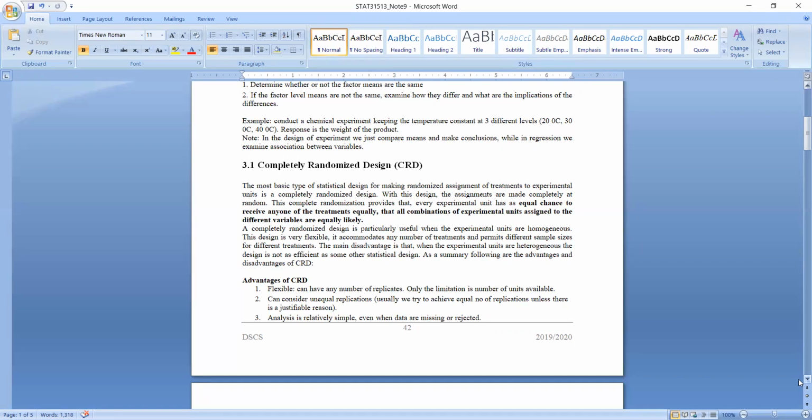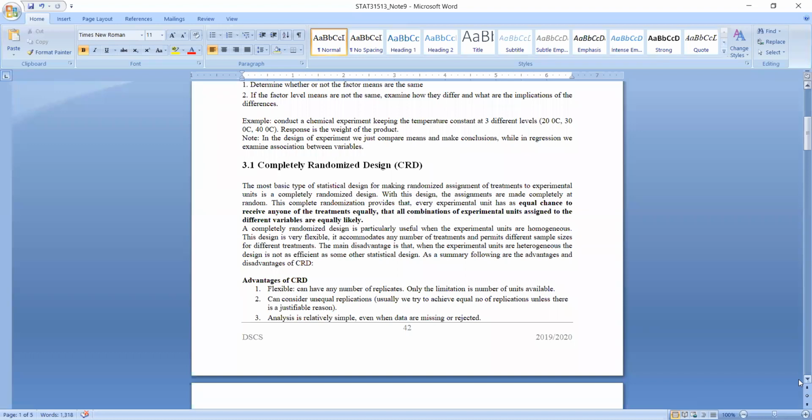one is that they're very flexible. You can have any number of replicates. As I said, if you have 10 tomato plants, and I'm going to check the effect of fertilizer 1 and fertilizer 2, it's not a must to assign 5 plants to fertilizer 1 and 5 plants to fertilizer 2. You can have a different number of replicates. Let's say I'm going to assign 2 plants to fertilizer 1 and the remaining 8 plants to fertilizer 2. That is possible. You can have any number of replicates. There is no limit. So it's very flexible.